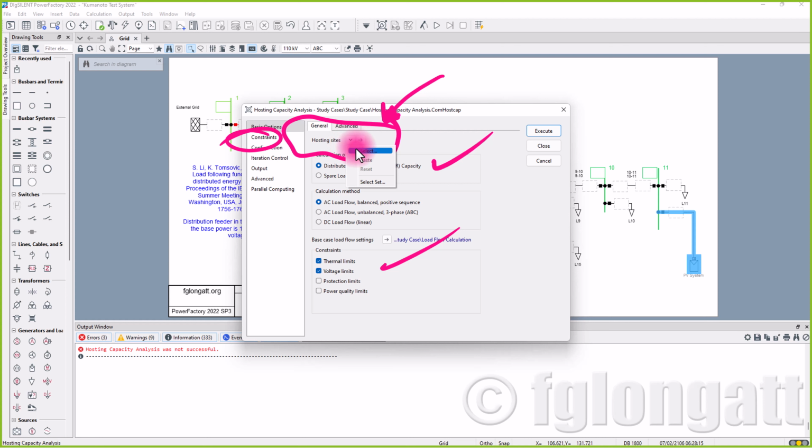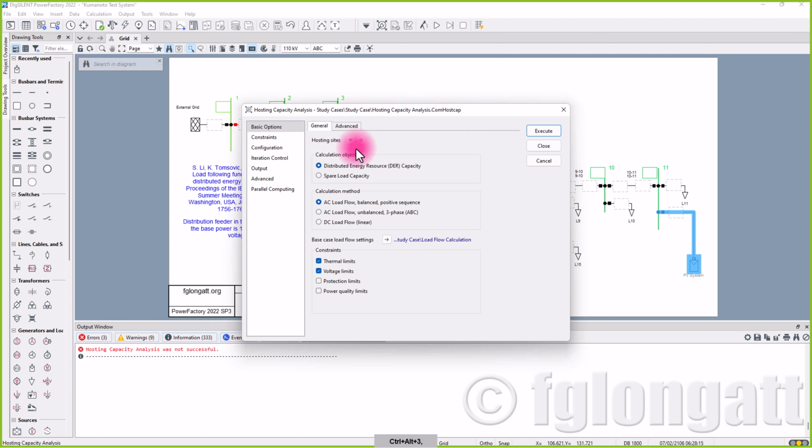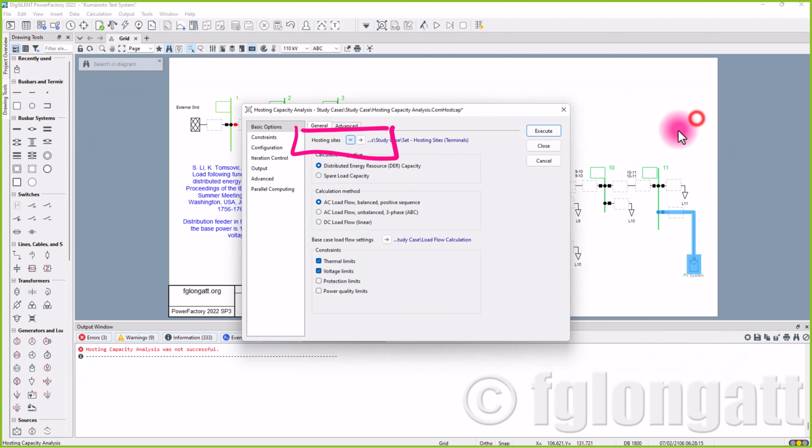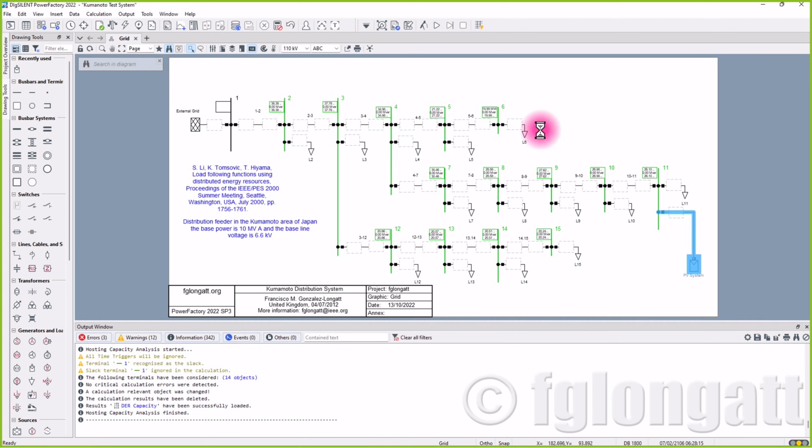And that is simple. Let me explain again. You click here and select; we need to define the hosting sites. To do so, we select, and I will select all the busbars. Now we select all the terminals over there, and now run the hosting capacity. Yes, PowerFactory, run the hosting capacity.